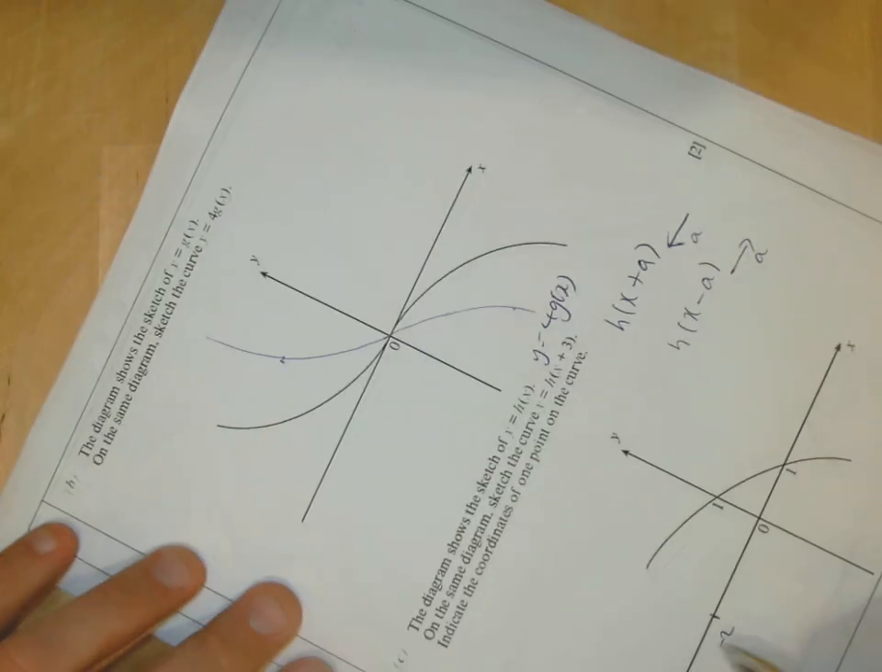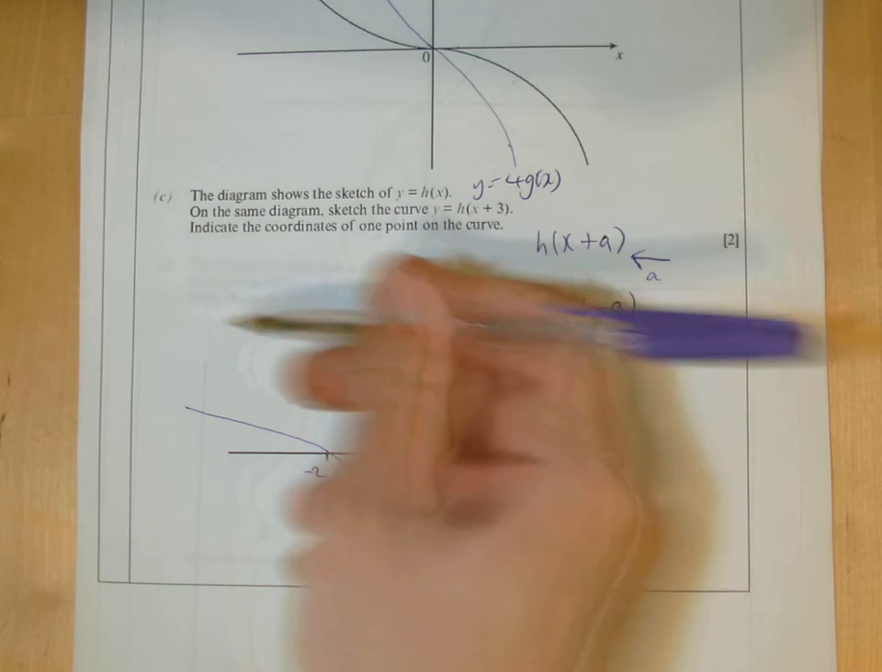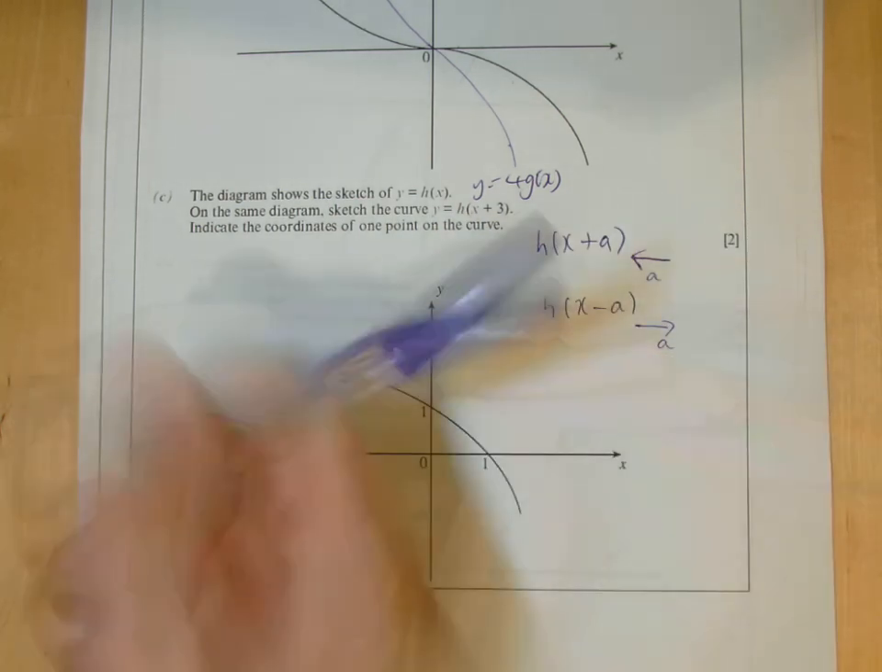And then we just have to draw that curve, turn it round, I find it easier. Something like that, and you've got then this shifted, but it's shifted this way. Because it's plus 3, you've got to go the opposite.